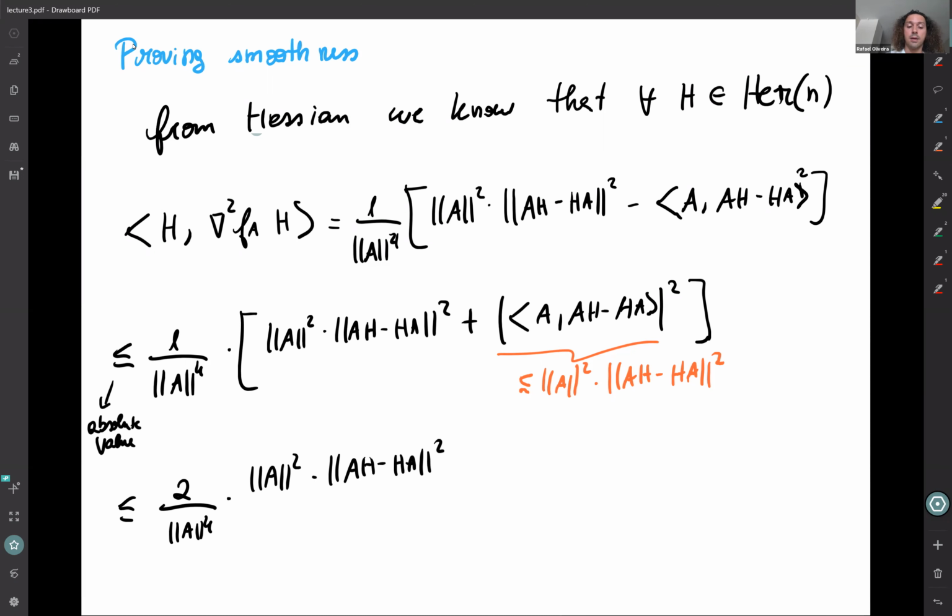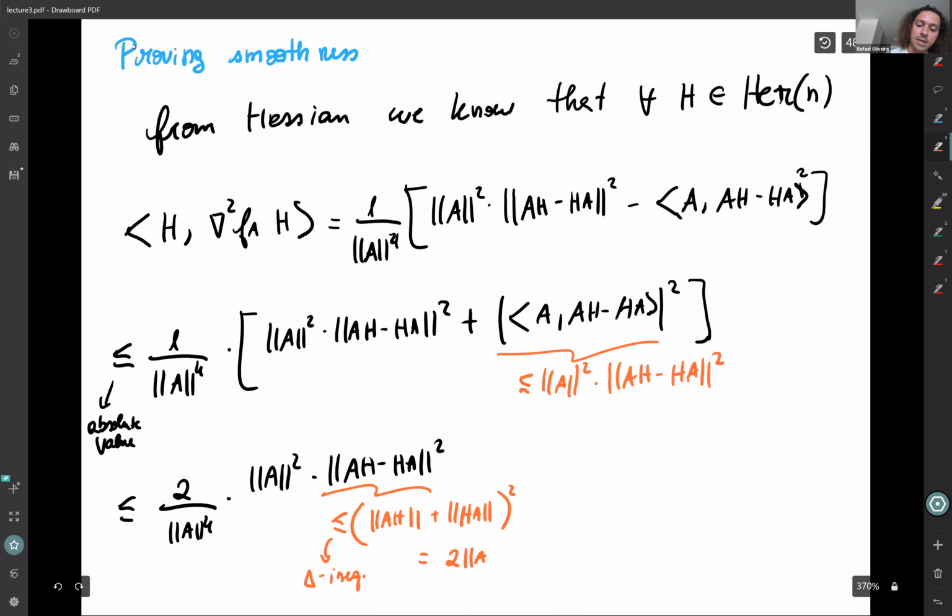But now, if we just use the triangle inequality here, this is less than or equal to the norm of AH plus the norm of HA, all of it squared, just by the triangle inequality. And this guy here is equal to 2 times the norm of A times the norm of H, and all of this squared.